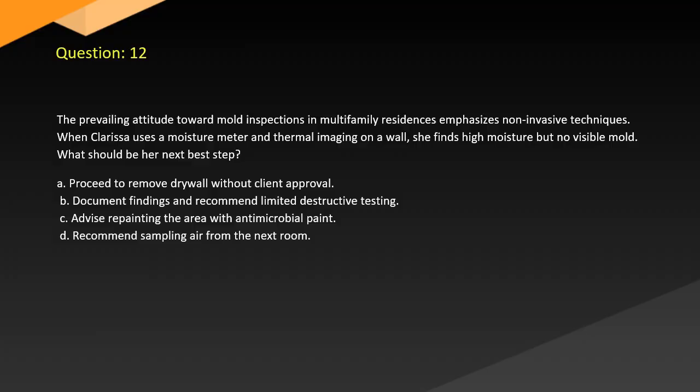Question 12. The prevailing attitude toward mold inspections in multifamily residences emphasizes non-invasive techniques. When Clarissa uses a moisture meter and thermal imaging on a wall, she finds high moisture but no visible mold. What should be her next best step? A. Proceed to remove drywall without client approval. B. Document findings and recommend limited destructive testing. C. Advise repainting the area with antimicrobial paint. D. Recommend sampling air from the next room.